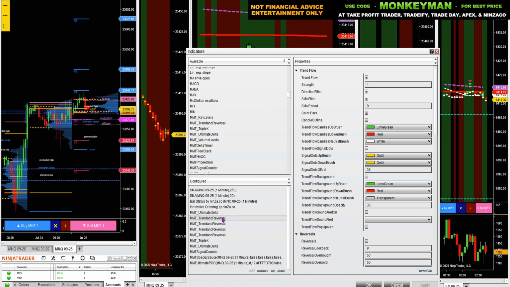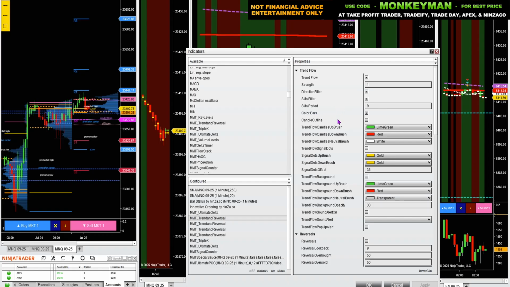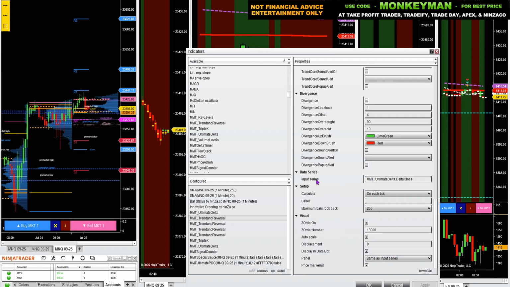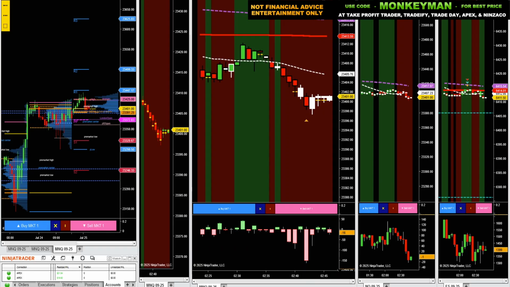So here's the MMT trend and reversal. I've got the trend flow activated, strength of 1, directional filter is on, SMA filter of 9. Just got it coloring the bars, not the outline. Then I've got the trend core with a period of 7, overbought 50, oversold 50. SMA filter is on with a period of 9. It's painting the background. And this has an input series of the MMT Ultimate Delta. And that's the only thing that I've changed.